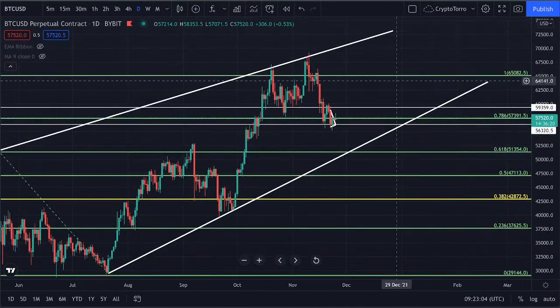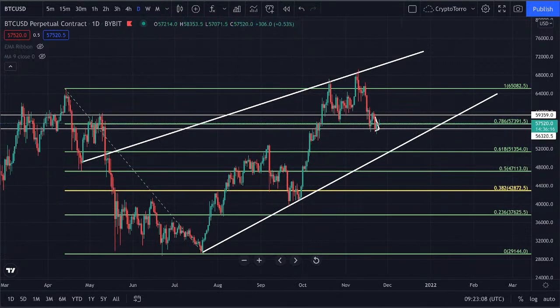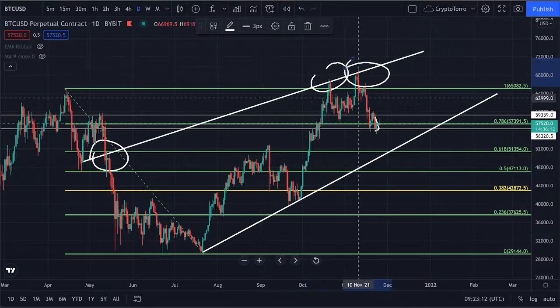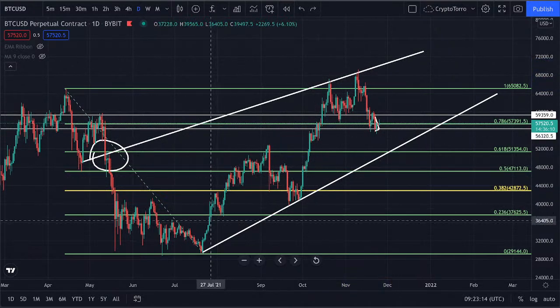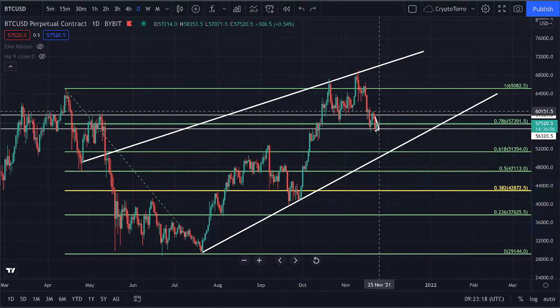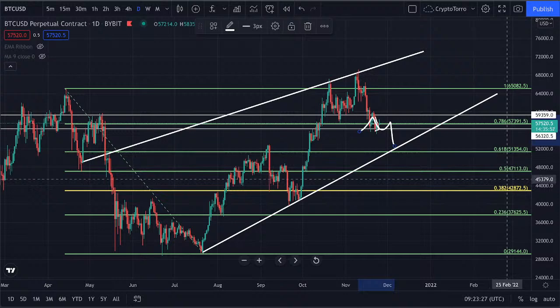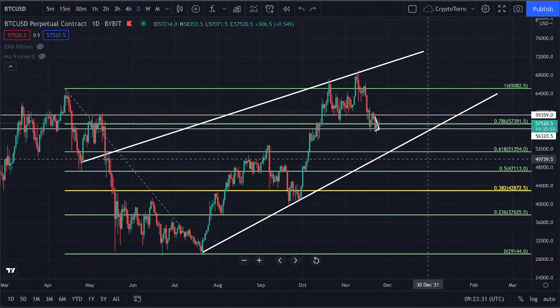We are seeing this major pattern taking place. I've talked about this previously, but we have seen multiple touch points underneath this descending resistance, and we have seen multiple touch points on top of this ascending support. Lots of people, and personally I also thought that we will be seeing a further decline towards the 51,354 US dollars, but this is not the case.